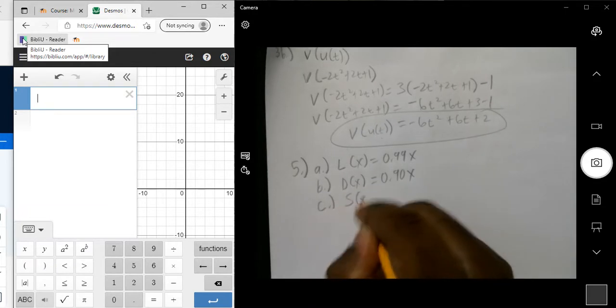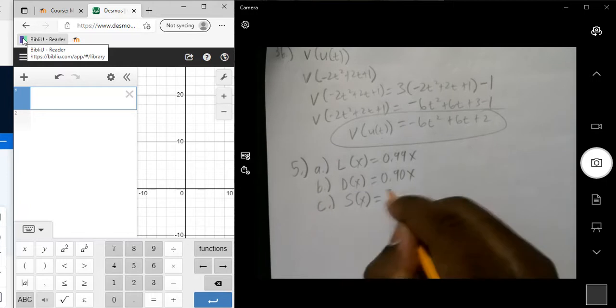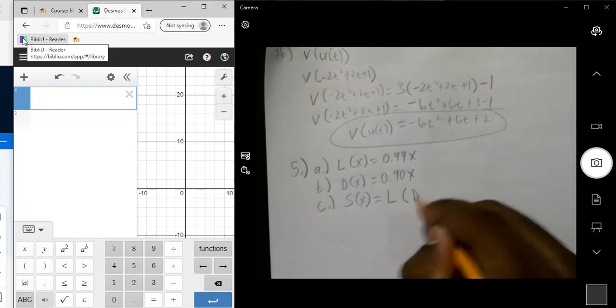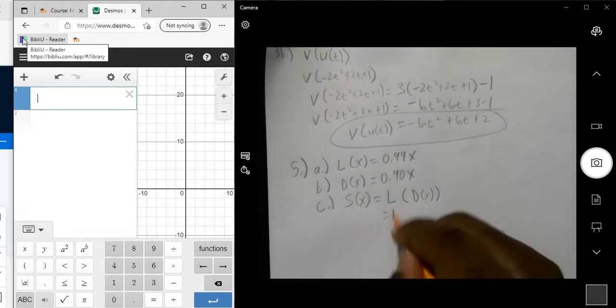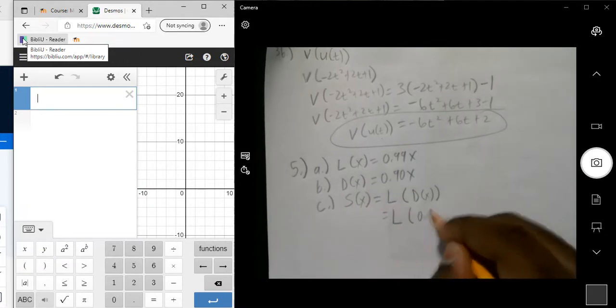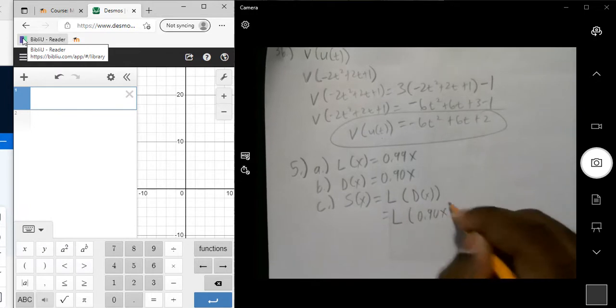So first of all, we will have S of X is equal to L of D of X. Now remember, L of X represents the number of collisions in which the seatbelt locks, and D of X deals with the airbags deploying. So we have this composite function here. Now D of X, like we had in B, is equal to 0.90x. So this would be L of 0.90x.